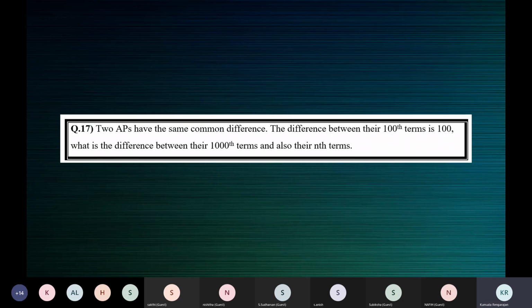So 2 APs have the same common difference. That means their first terms are not the same. Let's say their first terms are different, like 5 and 7. They have the same common difference, let's say 8. So 5 plus 8, 13. 13 plus 8, 21. 21 plus 8, 29. Plus 8, 37, and so on. 7 plus 8, 15. 15 plus 8, 23. 23 plus 8, 31. 31 plus 8, 39, and so on. What do we observe? They have the same common difference, right?